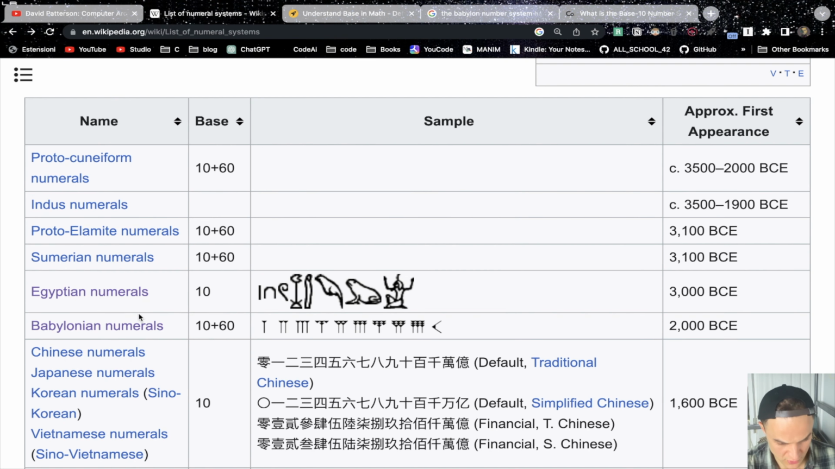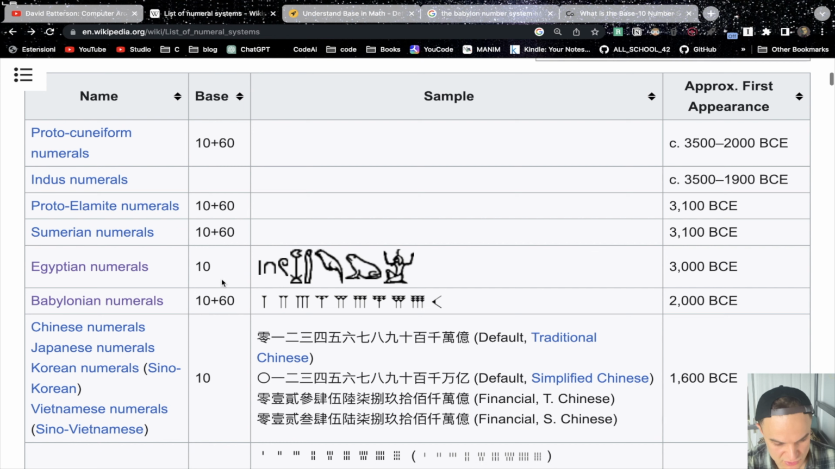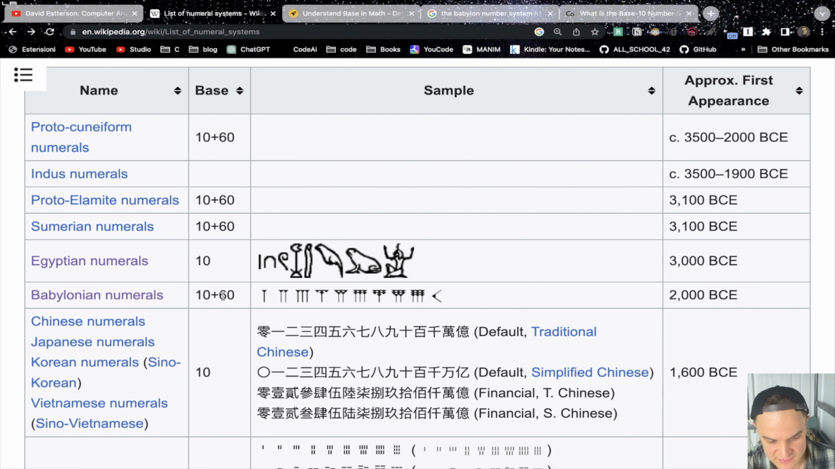You see here, you have the Egyptian numerals, base 10, allegedly. Babylonian numerals, it's base 60, I know. By the way, it is why we have 60 minutes in an hour and 60 seconds in a minute. This comes back to the Babylonian numeral system. And you may wonder why a base 60 system? Well, I will explain it to you now.